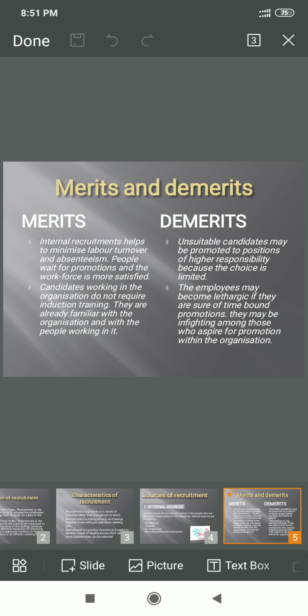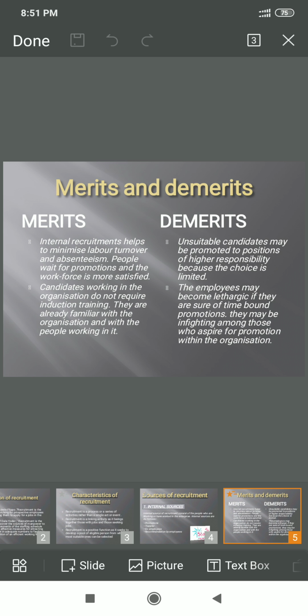And when we talk about a ratio, it has to be over something. It's over the total number of employees on the payroll. So actually, internal recruitment minimizes labor turnover and absenteeism. The employees don't get frequently absent. They keep coming. They are always present at their work.